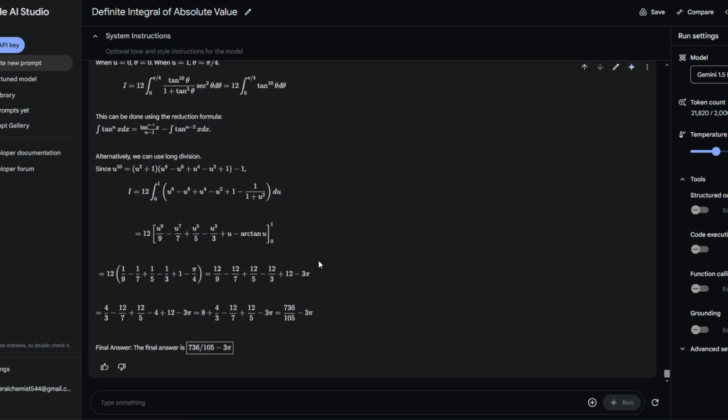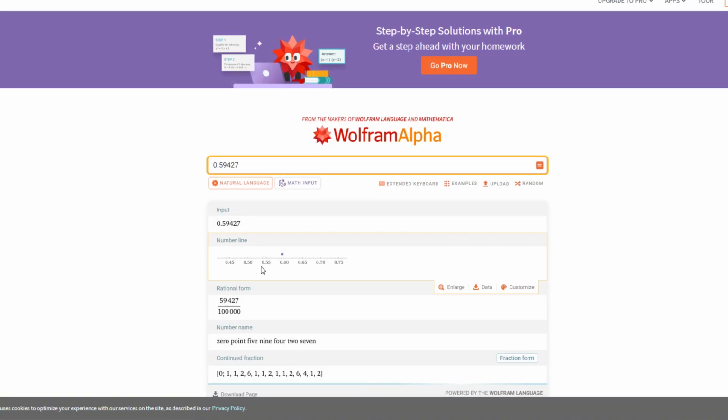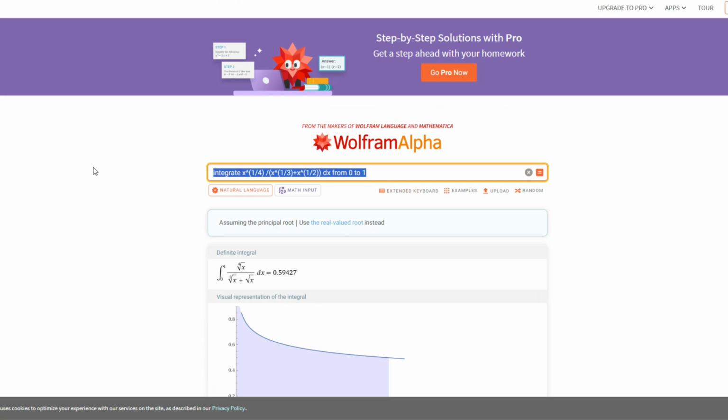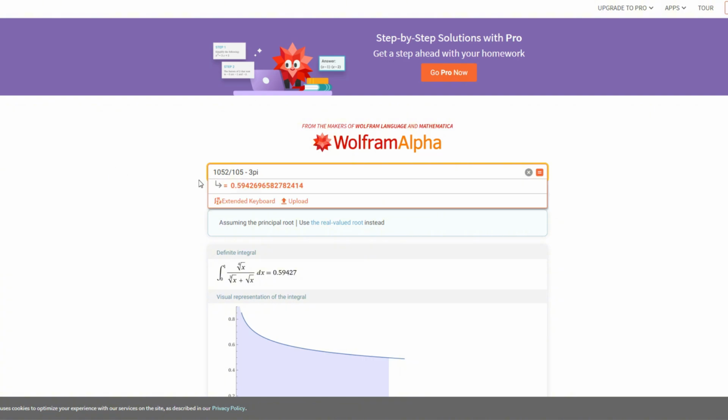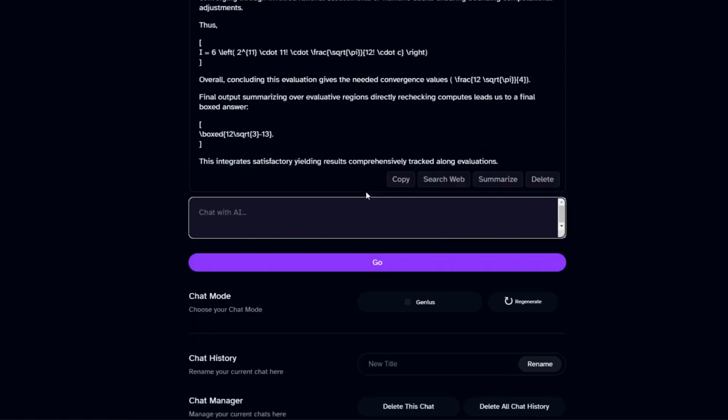Okay. Well, it miscomputed somewhere, but this is equal to, oh well, it's not going to do the thing. Yeah. But this here is 1052 divided by 105 minus 3 pi. Okay, it's 1052. Ooh, but DeepSeek did. Wow. I like how it came back. Now they're both tied. First Google got it, and then now DeepSeek got it. That is crazy. For Deep AI, did it get it?